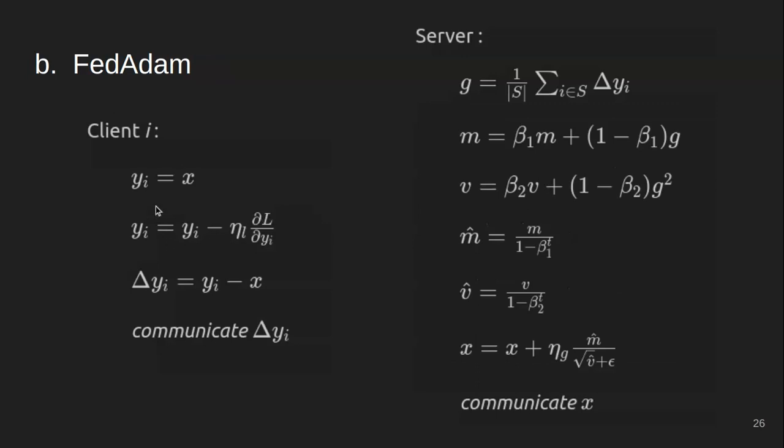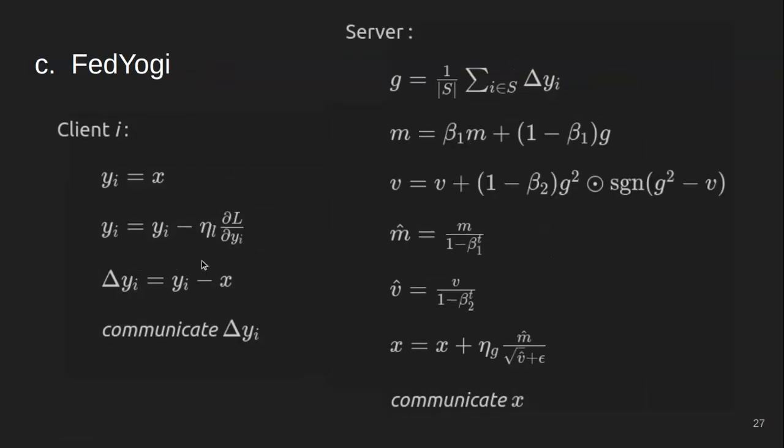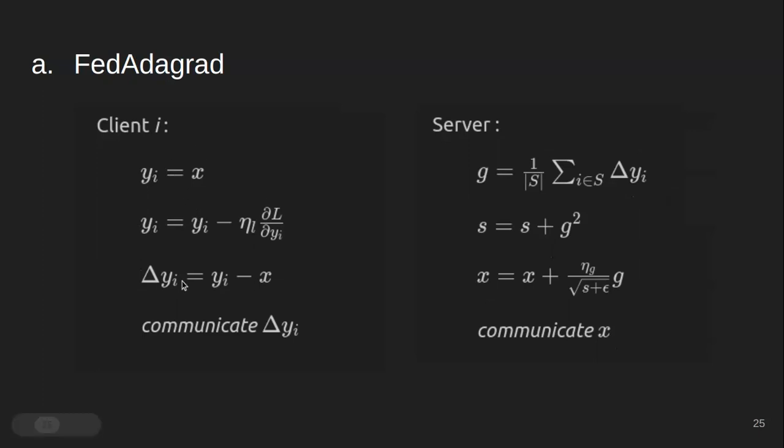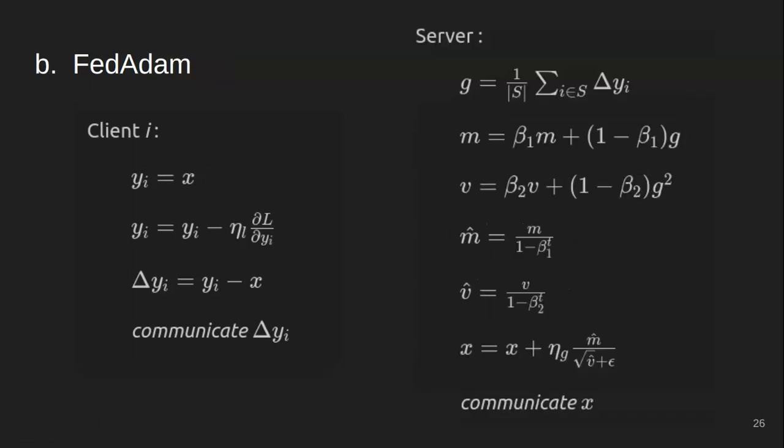In the case of FedAdam, as you saw with FedAdagrad, in all three cases the clients will perform the same updates, the same algorithm. But the server algorithm will be different. Here we just average and compute a gradient using these model differences from all the clients. Then we have two optimizer states in the case of FedAdam. One is m and one is v. m is also known as the first moment vector and v is the second moment vector.